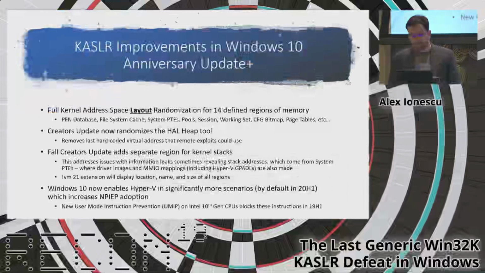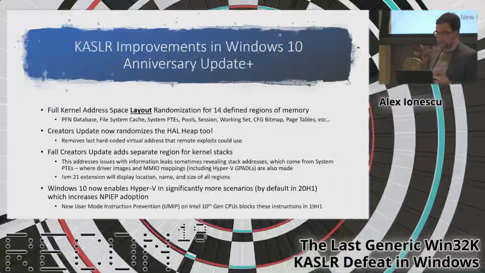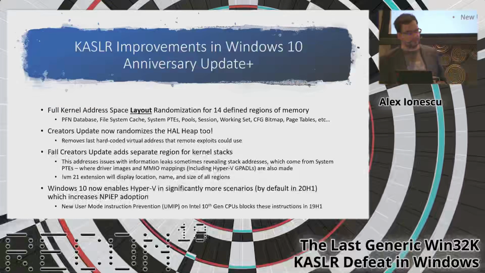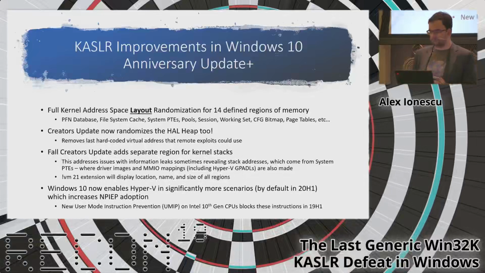In Windows 10, that's when they finally introduced, in the Anniversary Update, full address space layout randomization. So now you have 14 different defined regions of memory, things like the PFN database, the file system cache, the system page tables. All of them are randomized except one, the HAL heap. The HAL heap remained at a fixed address because it was a little bit harder to get that one. In Creators Update, so in Redstone 2, they fixed that one as well.